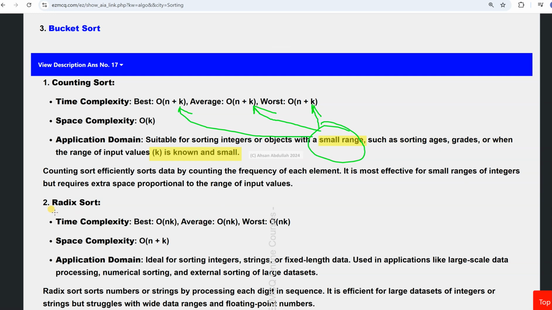Then is the radix sort that we covered in the previous question. Sorting integers, strings, or fixed length data. So large scale data processing, numerical sorting and external sorting, because you see that it is order n plus k, and k is the range of numbers. When this range is small, then it works fine. Radix sort is then very fast.